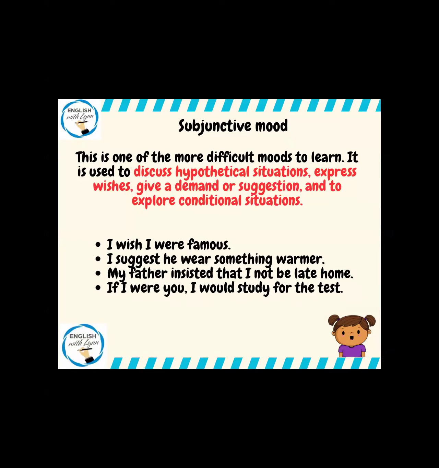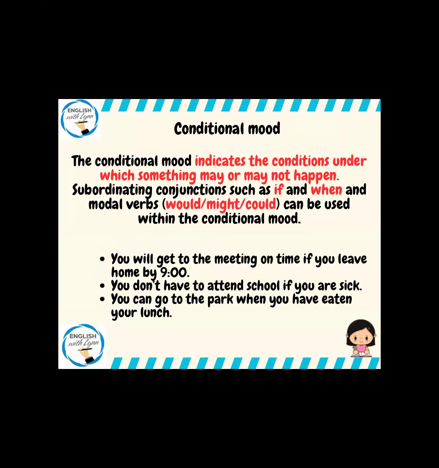The final sentence on the screen here is the conditional situation. So if I were you, I would study for the test. So you are giving someone advice, but you are using the conditional if I were you. So you don't say if I was you in your subjunctive mood, you would say if I were you. So that kind of links to the next mood, the conditionals. So when we are speaking conditional mood, it indicates the conditions that something will or won't happen.